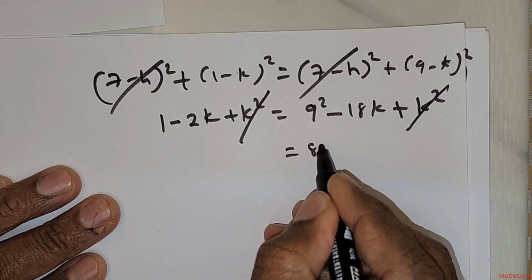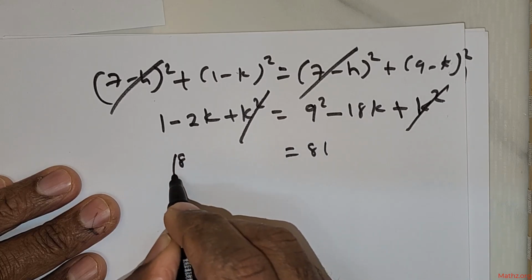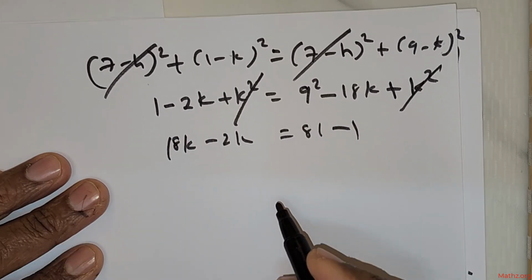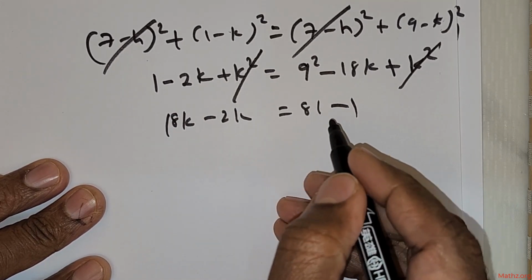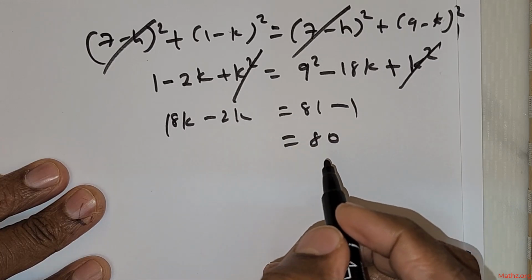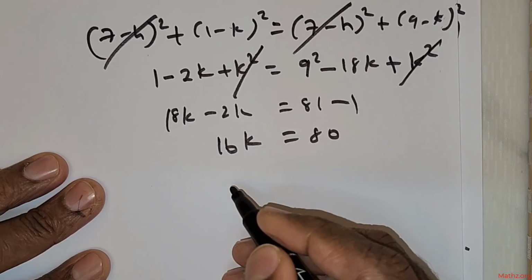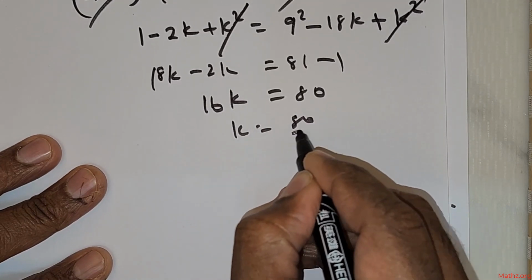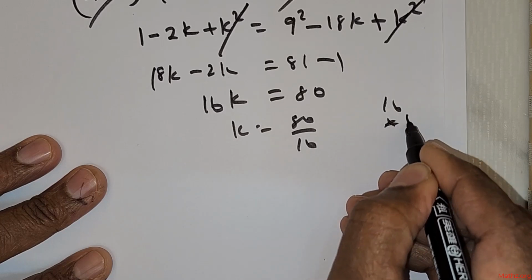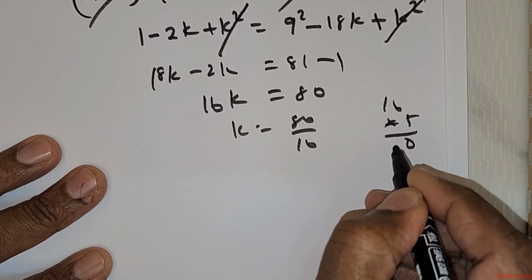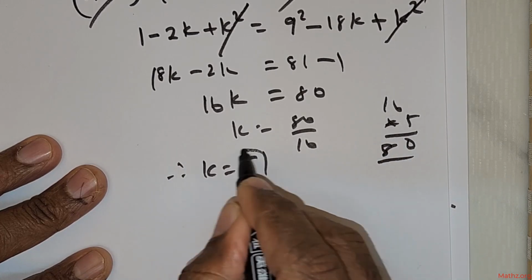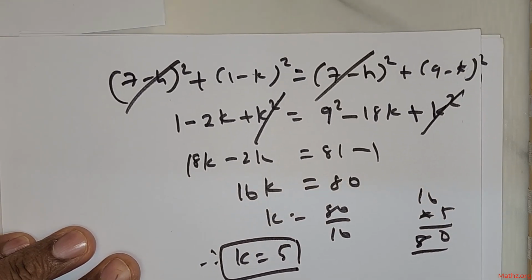9² is 81. Now let 81 be there and I bring 18k this side. You have −2k. Now 1 goes to the other side. So this would give me 80. This would give me 16. So k is equal to 80 over 16. 16 divides 80 5 times, right? So therefore k is equal to 5. So we got the value for k.